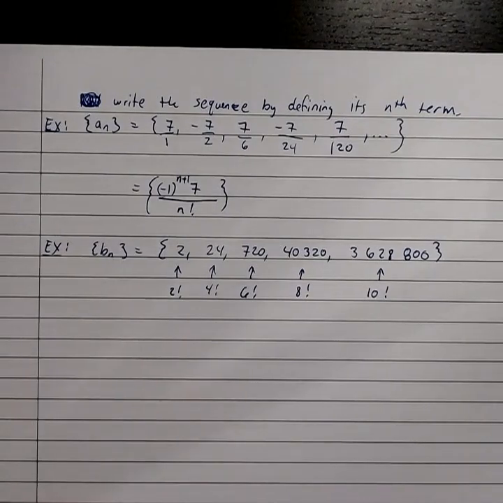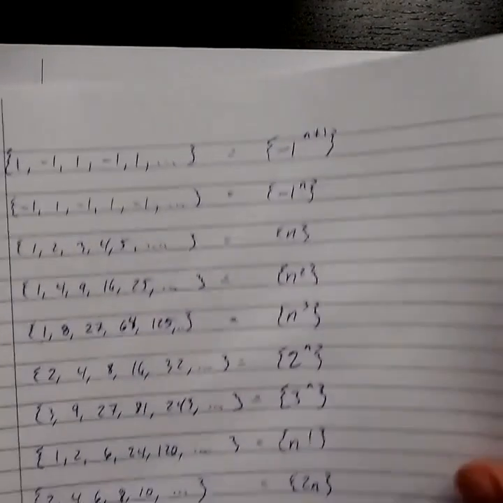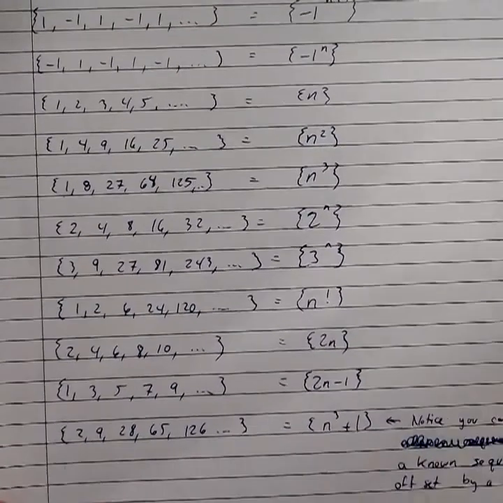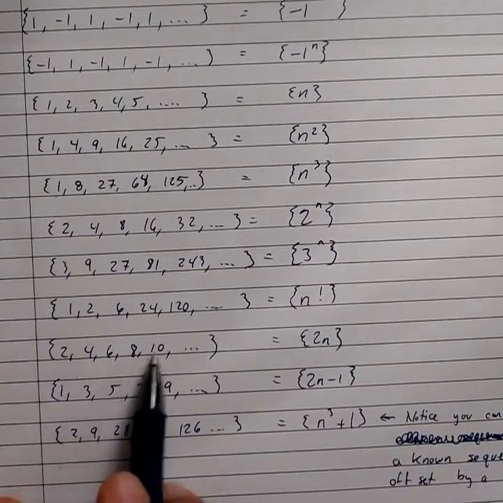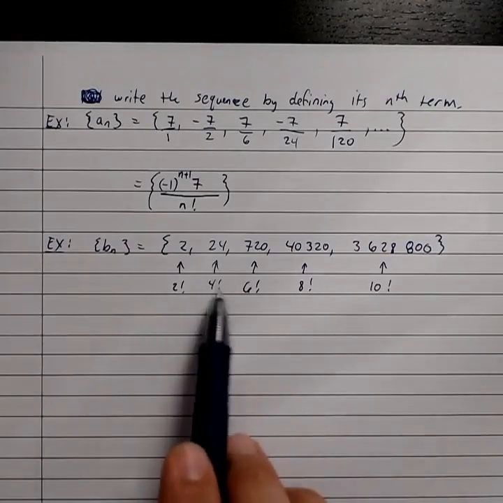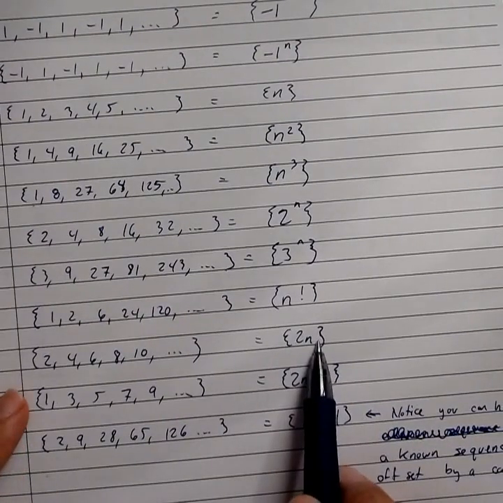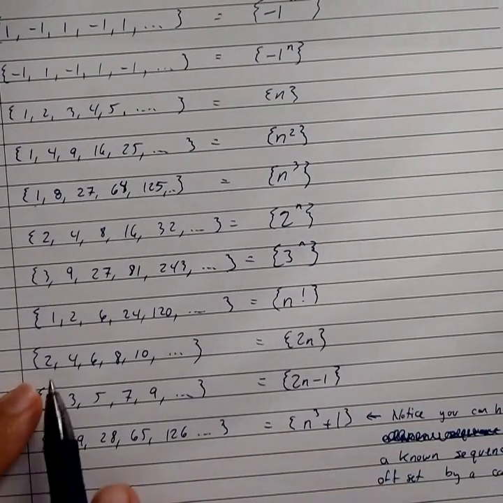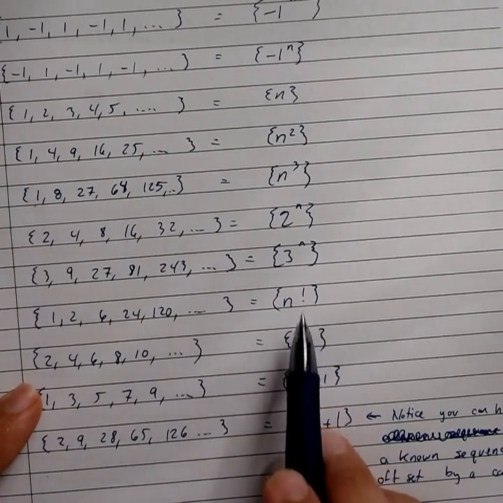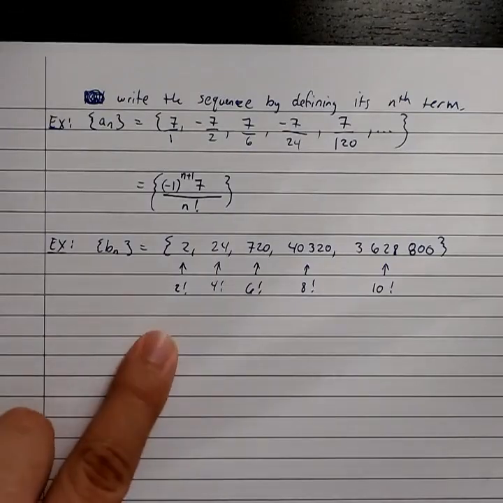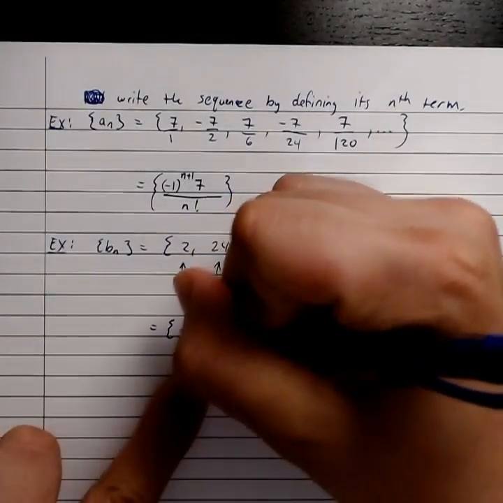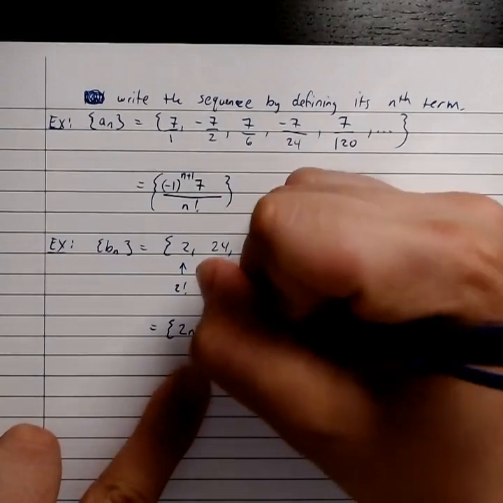So we can write out the sequence by defining its nth term. If we go back over here, we see how we can define even numbers. 2, 4, 6, 8, 10. Those are the numbers that I need here. And I do that by simply taking double n. Oh, but I want to take those even numbers and take their factorial. Okay, so take those even numbers and take their factorial. Here, this is defined as 2n factorial.